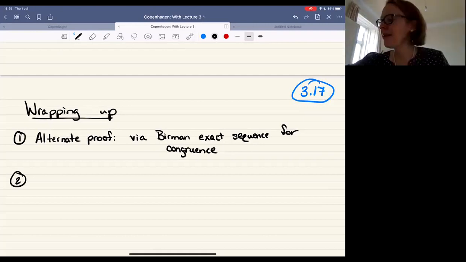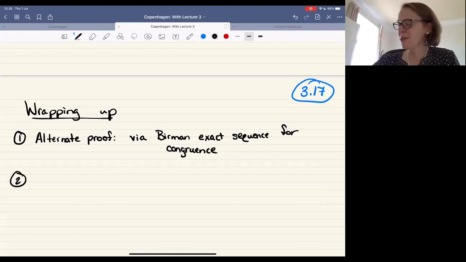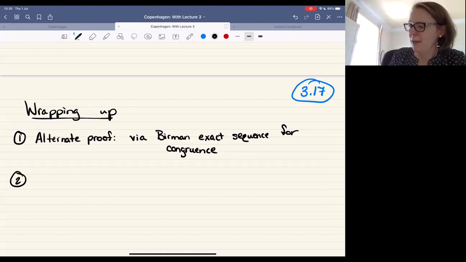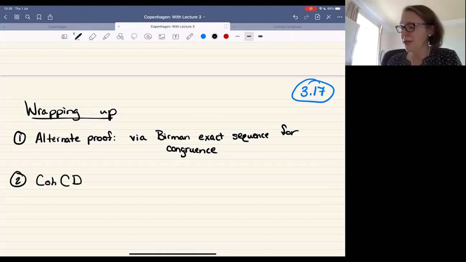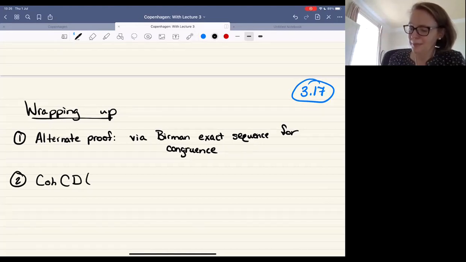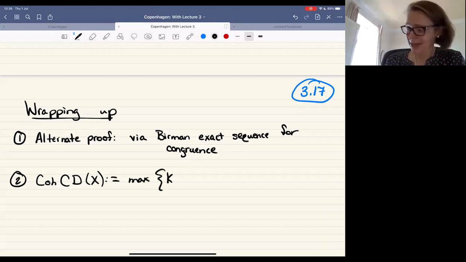The other thing that I wanted to say, I don't know how much interest there is in this for people at this conference, but there may be a certain amount. So I just wanted to mention that there are applications to the coherent cohomological dimension. So the coherent cohomological dimension of a variety, let me just define it quickly. I guess it's sort of what you would expect it to be.